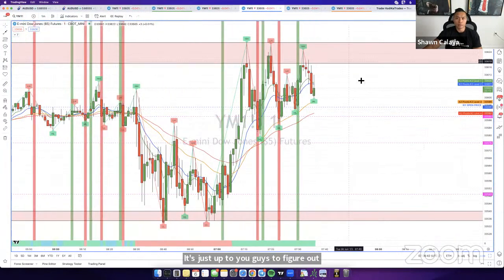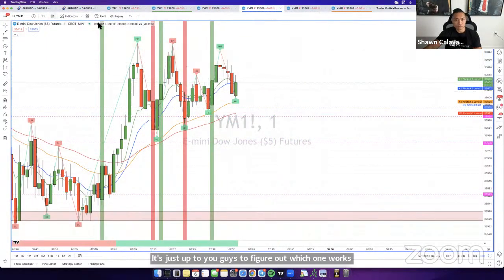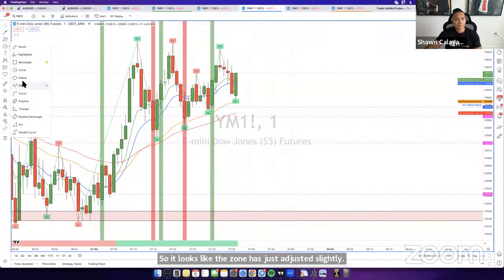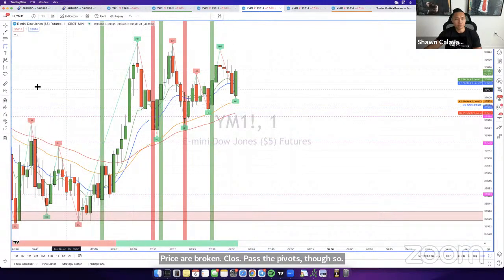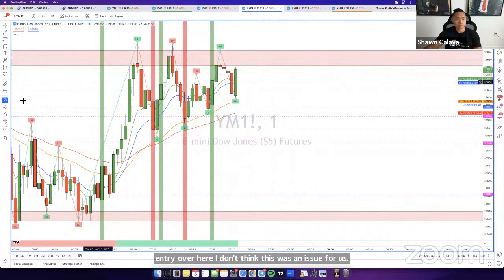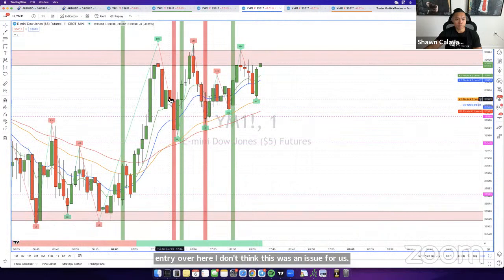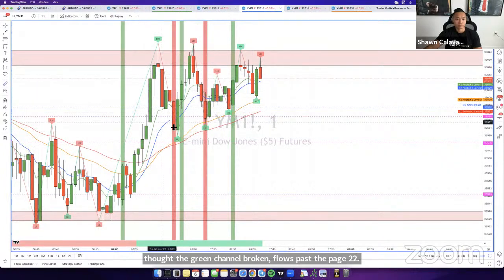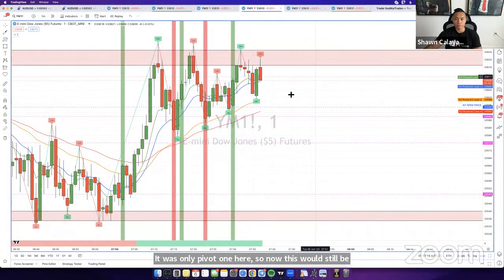We have another higher high right here. So it looks like this zone has just adjusted slightly. Price already broke and closed past the pivots though. So actually, okay. Hussein, I'm looking back at this entry over here. I don't think this was an entry for a sell. So let me just show you real quick. The reason for that is because this green candle is already, or actually, no, I take that back. I thought the green candle broke and closed past pivots 1 and 2, but it was only pivot 1 here. So no, this would still be an entry. Why did it pull back? Yeah, pulled back pretty far.